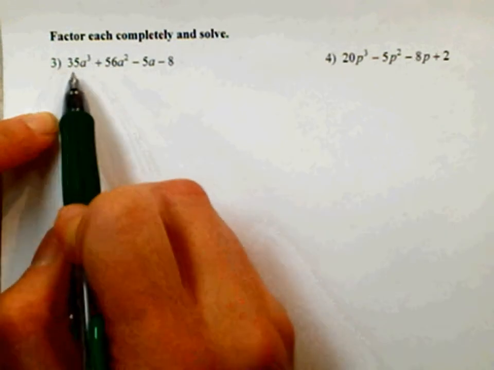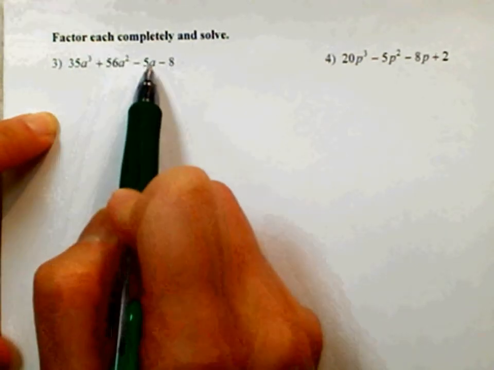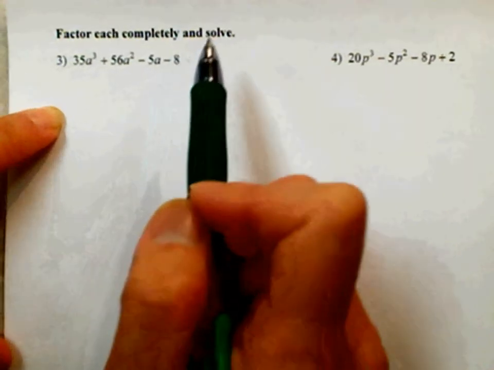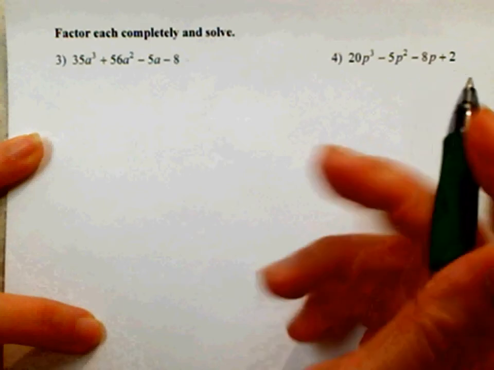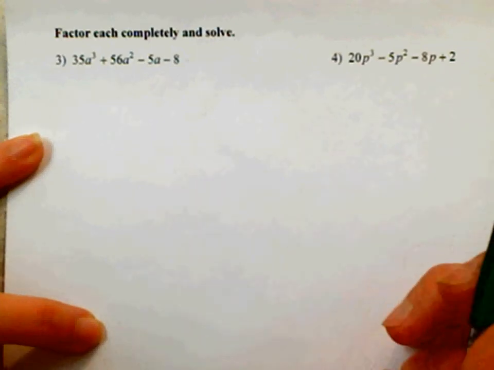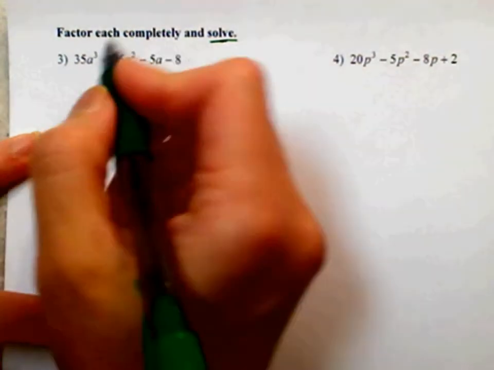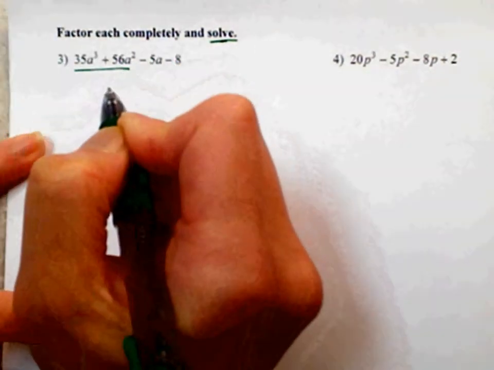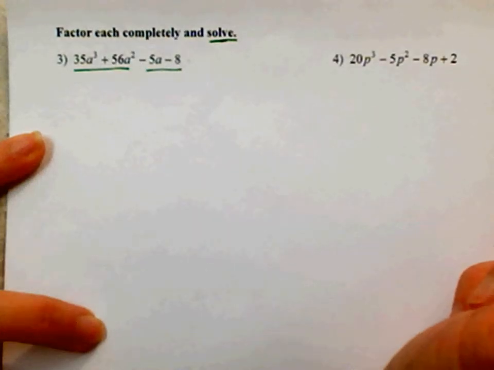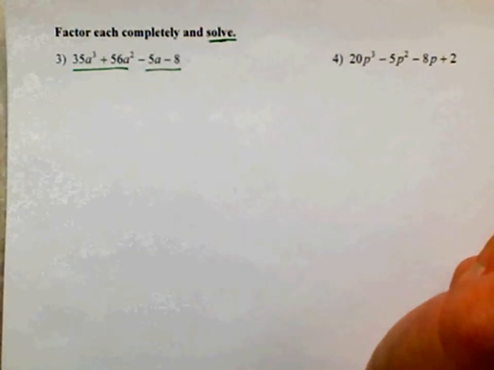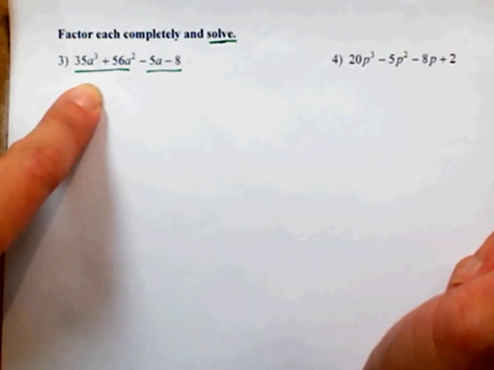So if you look at number 3, notice, count your terms. 1, 2, 3, 4. If you have 4 terms, the easiest thing to do is to try to group them together and see if you get something the same, and put it together and then solve. Don't forget, you are solving, okay? I'm going to group the first 2 together, and I'm going to group the last 2 together. That is called grouping. Now, when you have 2 terms like that, you want to find your greatest common factor.